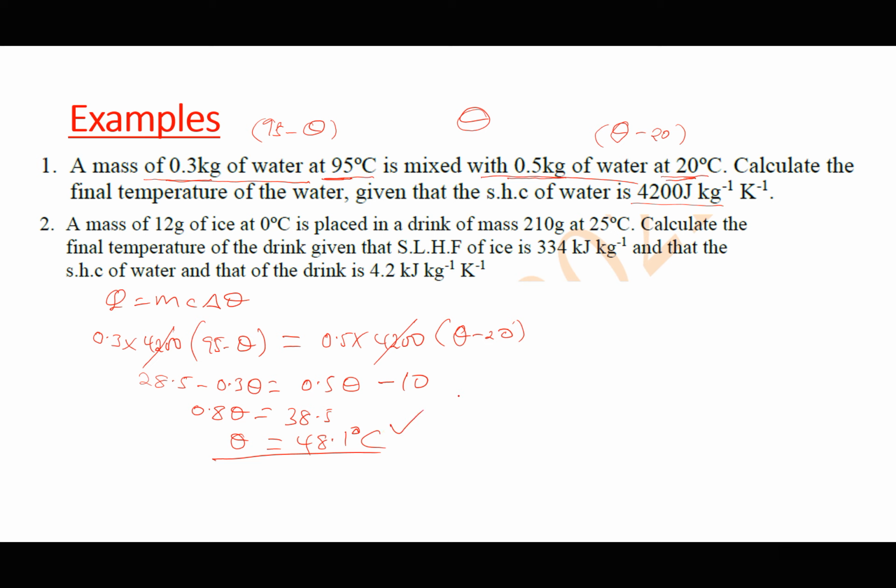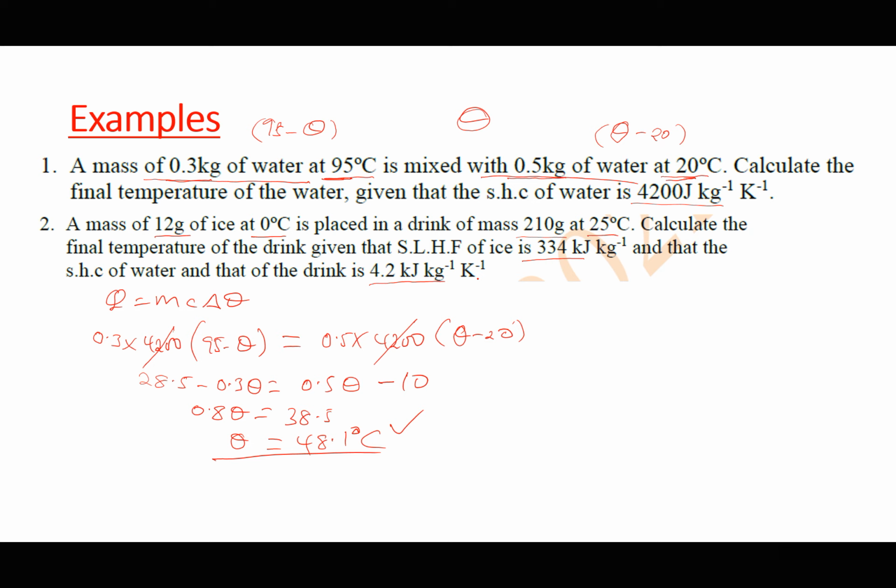Number 2, a mass of 12 grams of ice at 0 degrees Celsius is placed in a drink of mass 210 grams at 25 degrees Celsius. Calculate the final temperature of the drink, given that the specific latent heat of fusion of ice is that, and that of the specific capacity of water and that of the drink is that.